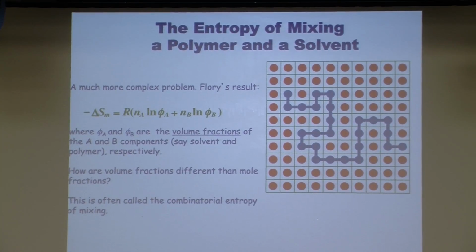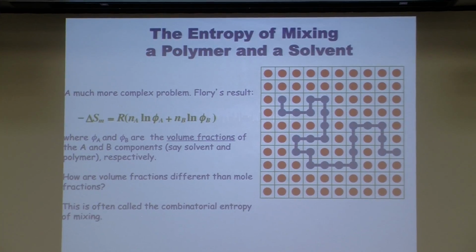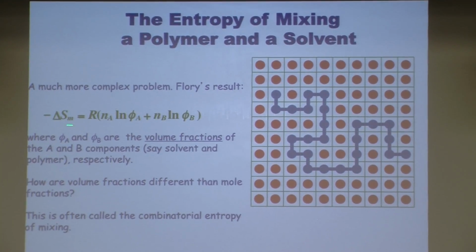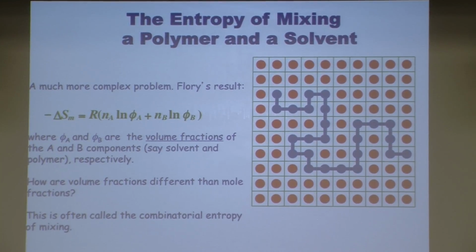Second to last slide. The entropy of mixing a polymer in a solvent, we can just write it down. So let's just write down this result right here. And we call this Flory's result. Do you know who Paul Flory is? He's the father of polymer physics in the United States. He won a Nobel Prize for studying polymers. And so because he won a Nobel Prize for studying this, I don't need to derive it. You can just take it as true.